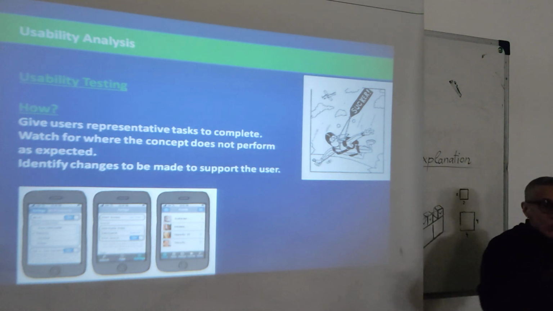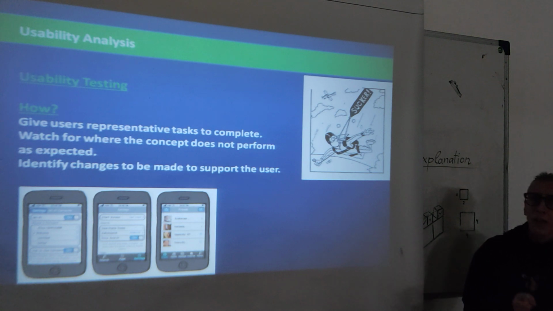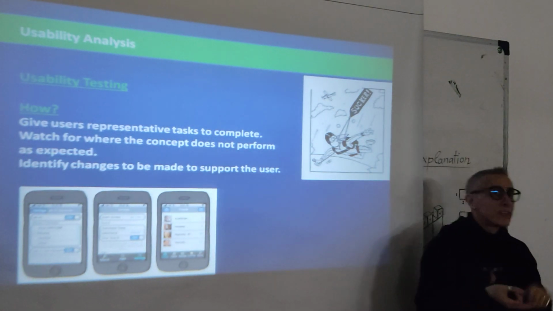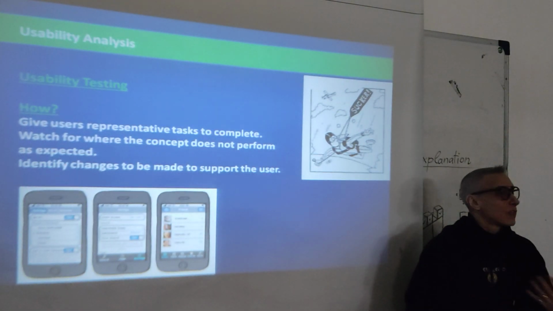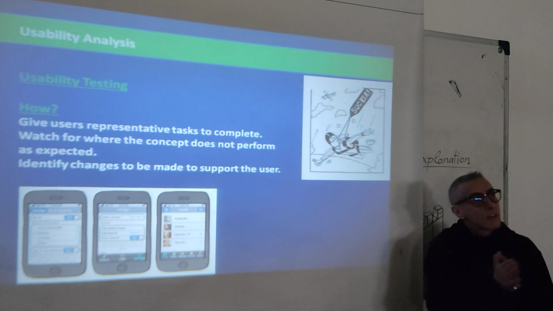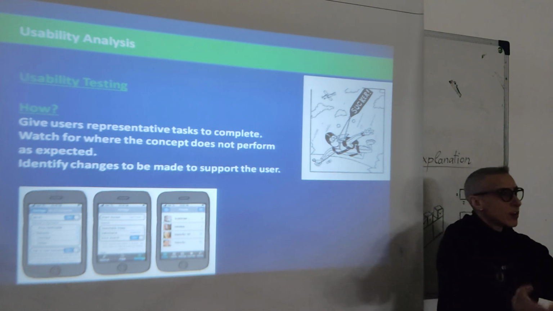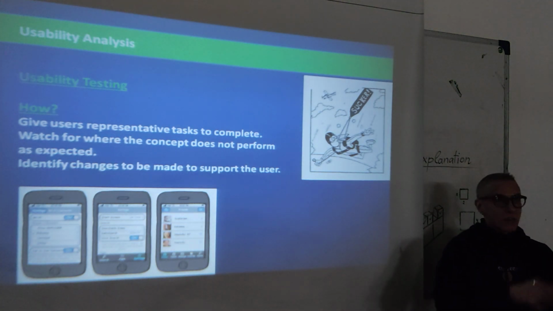And all the users are observed: who makes a mistake, what type of a mistake, how they recover from the mistake, any other problems in understanding. Everything is recorded so that later the design can be modified, improved, according to the result of this user test.